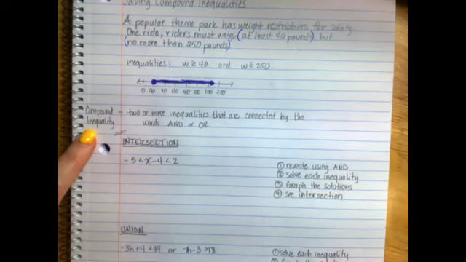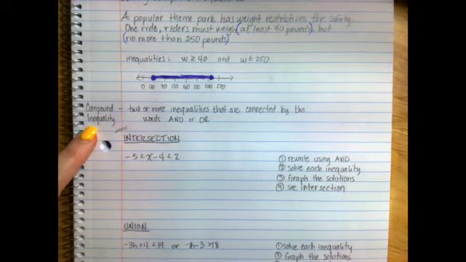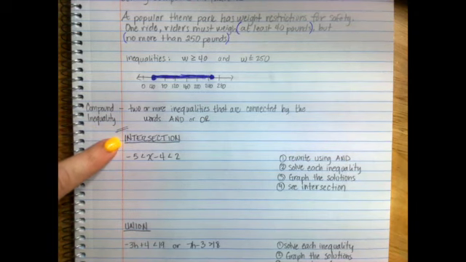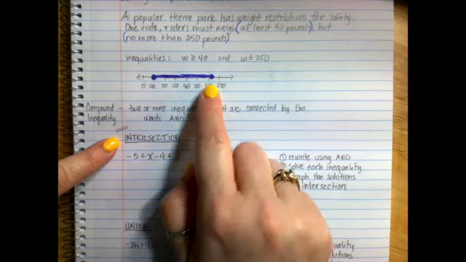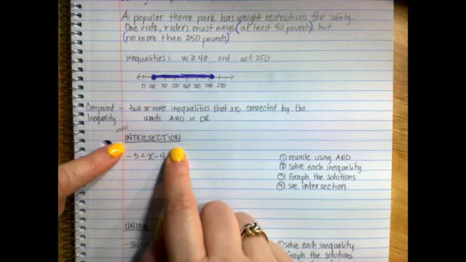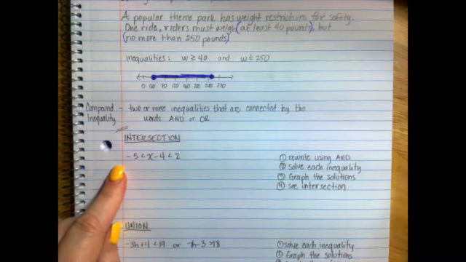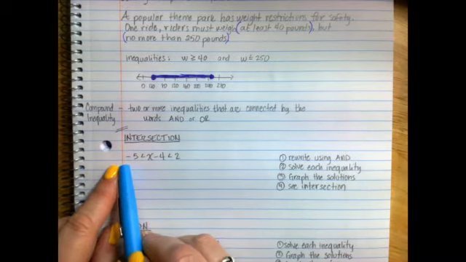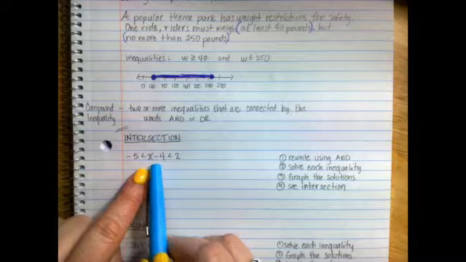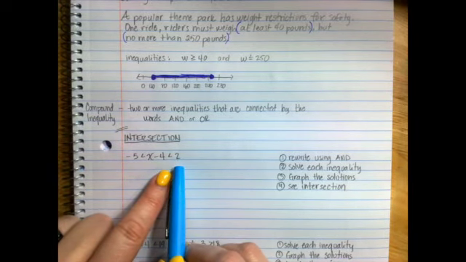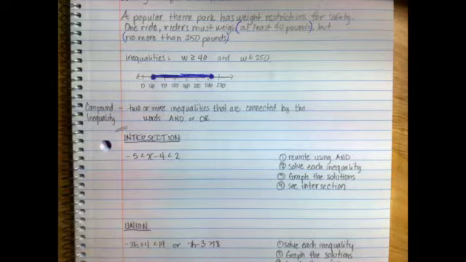A compound inequality is where two or more inequalities are connected by the words and or or. All right, so we're going to do another intersection. This up here was an intersection because they collided in the middle. So here we have this intersection, but we don't have a word problem with this one. We have simply -5 is less than x minus 4, which is less than 2. So I have to find the two inequalities in here.